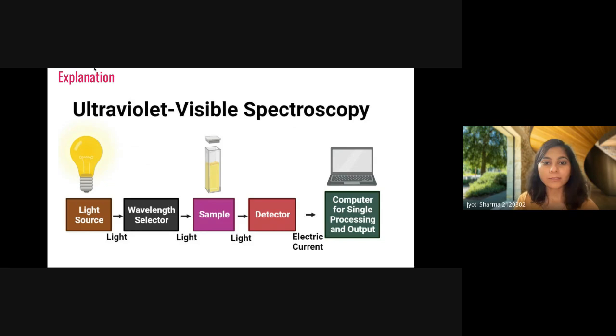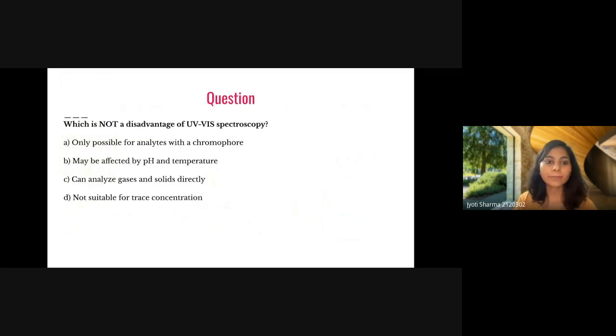This is just for the explanation that we need some source that can give us the light, and then we will select some wavelength out of that. Which is not a disadvantage of UV-VIS spectroscopy? It can analyze gas and solid directly. So this is not a disadvantage.